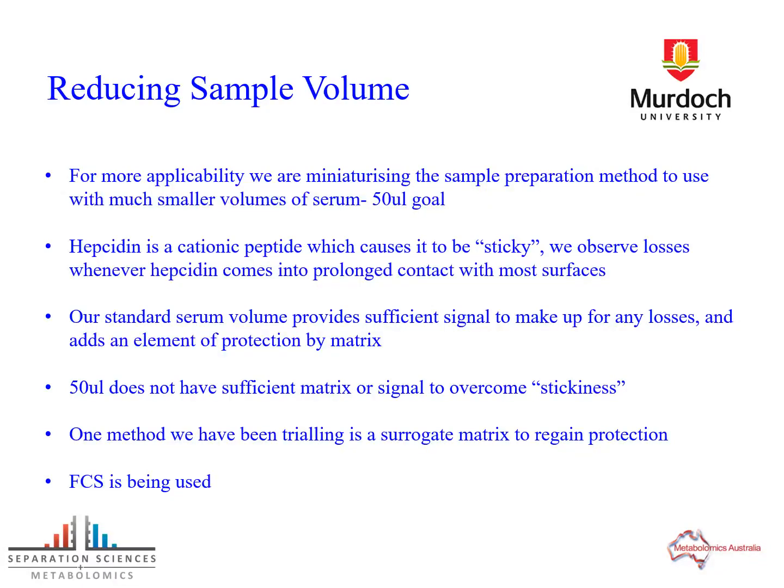However, when we go to 50 microliters, we don't really have sufficient matrix to overcome that stickiness issue. So what we've been trialling is using surrogate matrices to regain that protection. To date, we've used fetal calf serum, and that works pretty well for the endogenous forms of hepcidin, but it interferes with the heavy hepcidin. So we're moving on and trying serum from other species to try and overcome that particular issue.